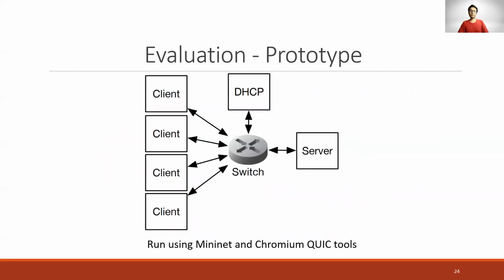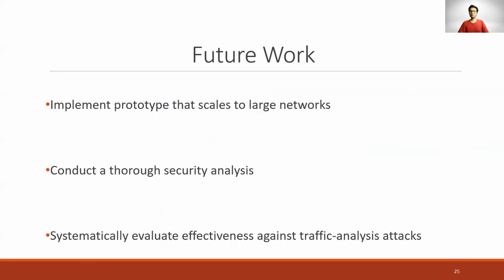We also built a prototype using a DHCP off-the-shelf server for the address allocation. With this prototype, the client was able to successfully communicate with the server and perform migration multiple times without having to reestablish its connection. In other words, it worked. In the future, we hope to implement a prototype that scales to the larger networks. We will also conduct a thorough security analysis and systematically evaluate the effectiveness of MIMIQ against traffic analysis attacks.